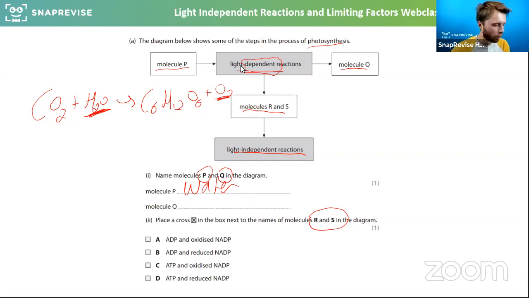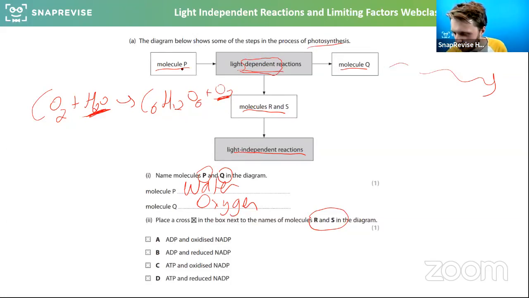Molecule Q is something which is just basically floating off into wherever, right? So molecule Q is going to be what? If molecule Q isn't really needed, as lots of you are saying, then it has to be oxygen. It isn't needed, so it just floats off through the stomata. Molecule P has to be water.